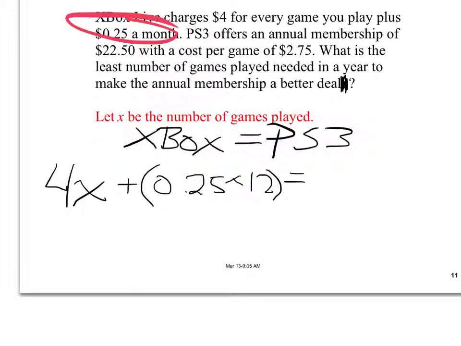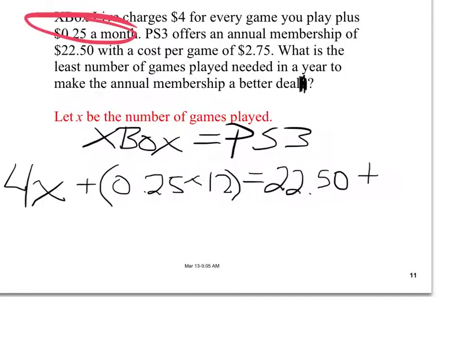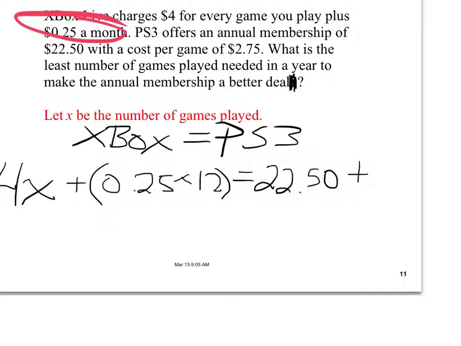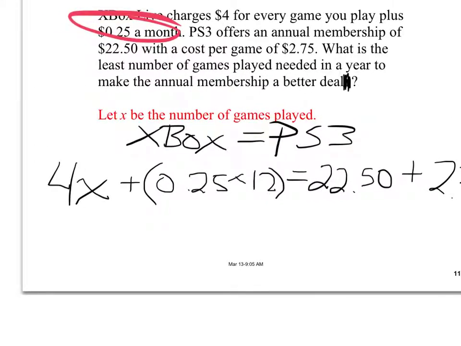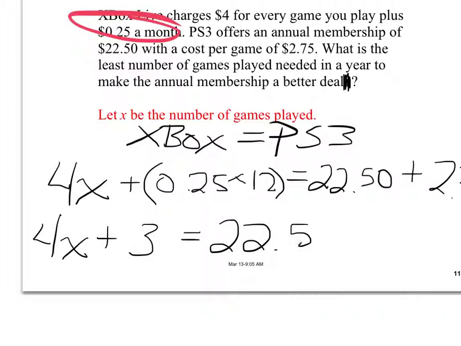For the PlayStation, the membership per year is $22.50, and it's $2.75 per game. You know the $2.75 is there, we'll clean it up right away. So 0.25 times 12 will be 3, so we can just rewrite everything else. So 4x plus 3 equals $22.50 plus 2.75x, and we fit it all nicely on the screen this time.